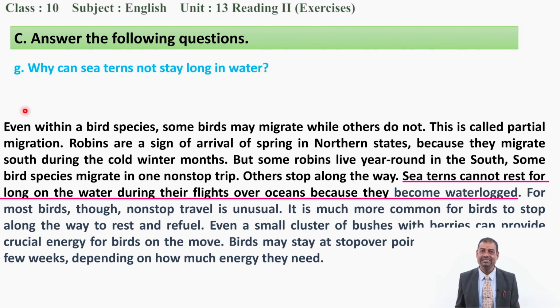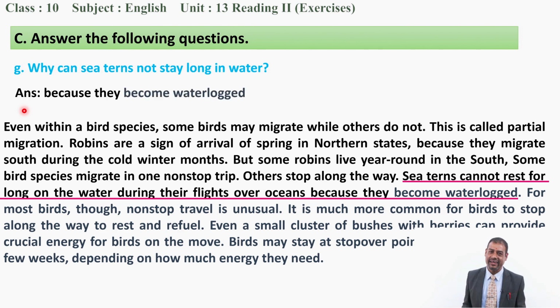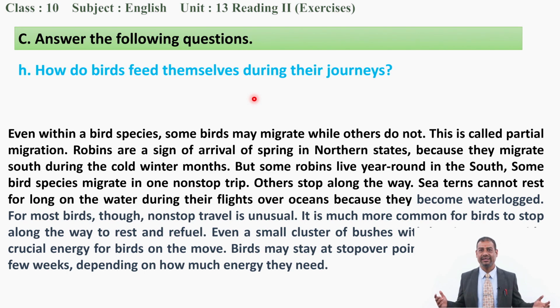So what can be your answer here? Wow, you are capable enough to find and write the answer. Because they become waterlogged, means their body gets water, okay? And because of this reason, it will be difficult for them to flap and fly. Okay, got it?